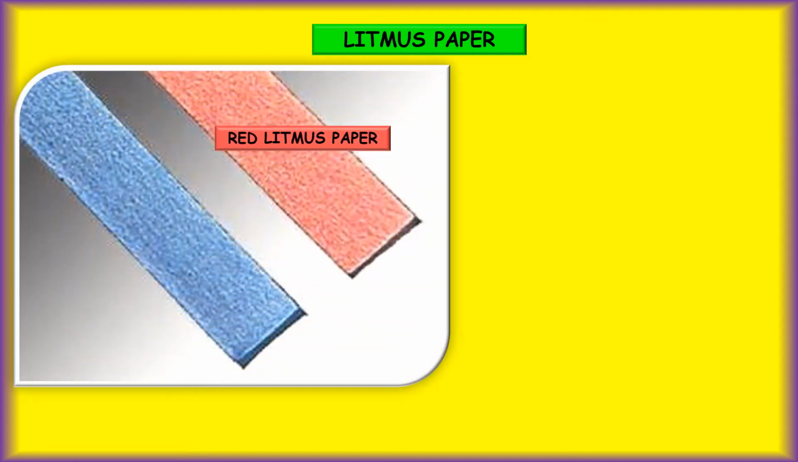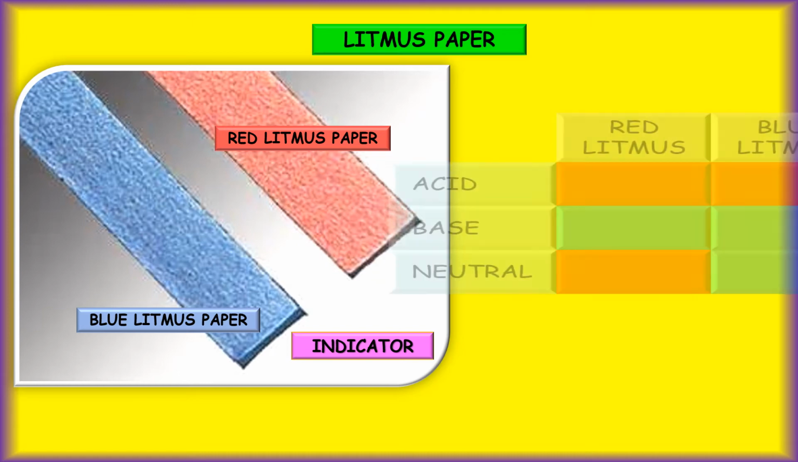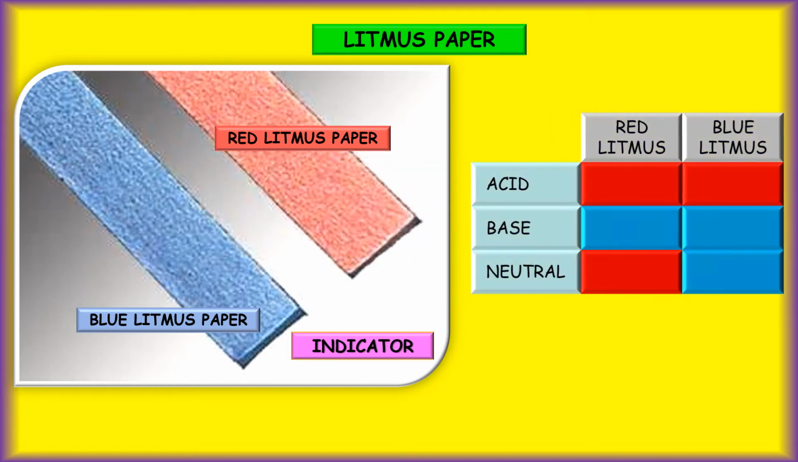We may also use red litmus paper or blue litmus paper to determine if a material is acid, base or neutral. Litmus paper is what is known as an indicator. An indicator shows if something is present. The litmus paper shows whether a material is acid, base or neutral. Red litmus paper remains a red color when a material is acid or neutral, but becomes blue when a material is base. Blue litmus paper remains blue when a material is base or neutral, but becomes red when a material is acid.